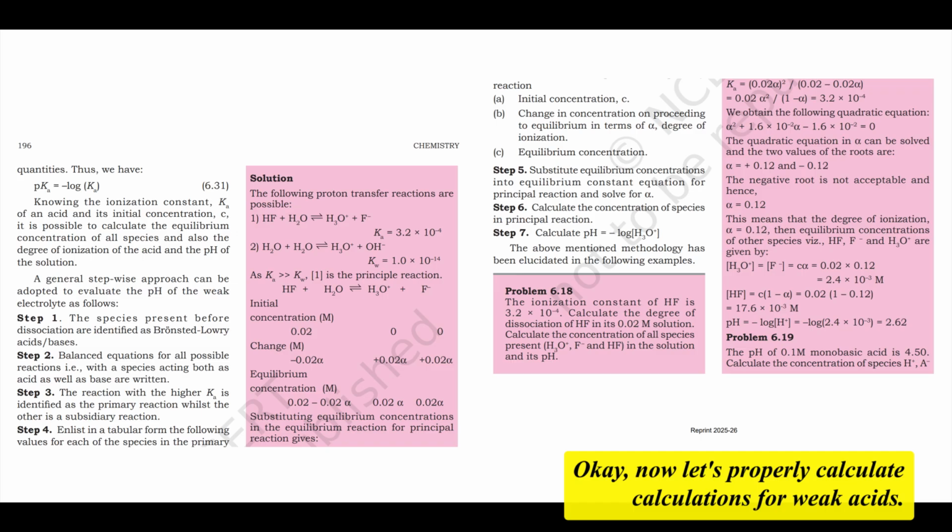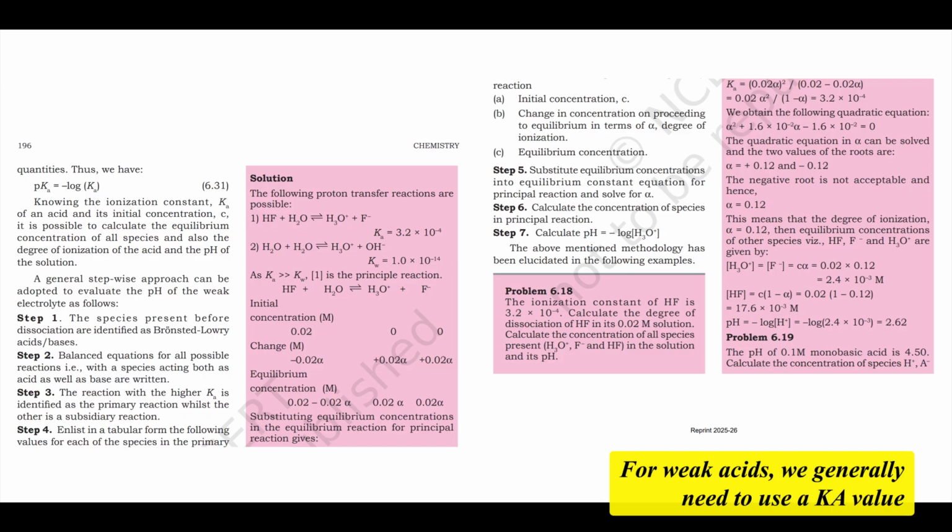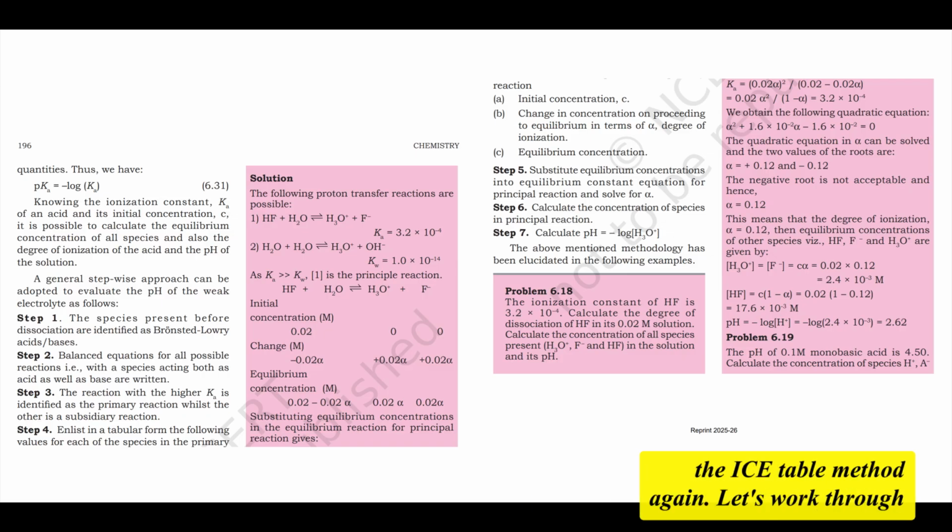Okay, now let's properly tackle calculations for weak acids. How do we typically find the pH or degree of ionization using Ka? Right, for weak acids, we generally need to use the Ka value and the initial concentration, often employing the ICE table method again.